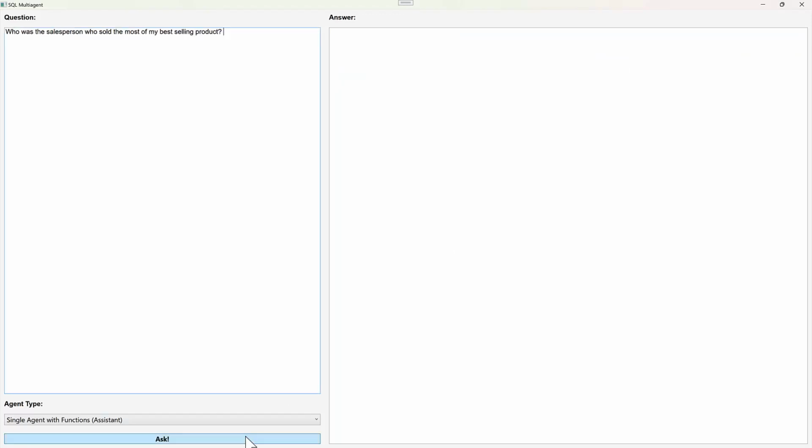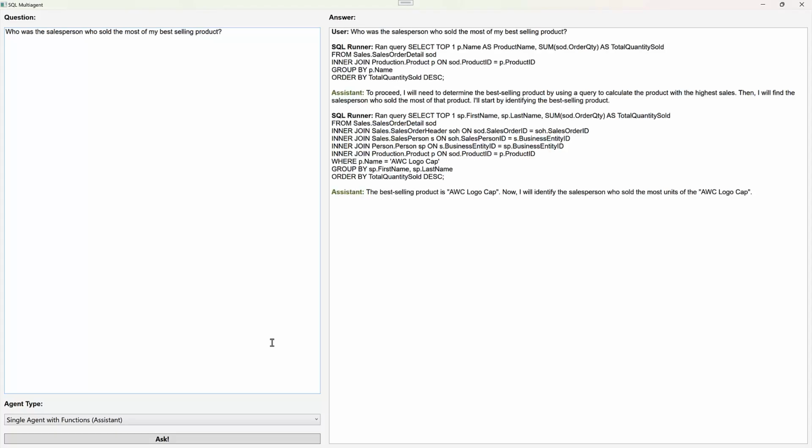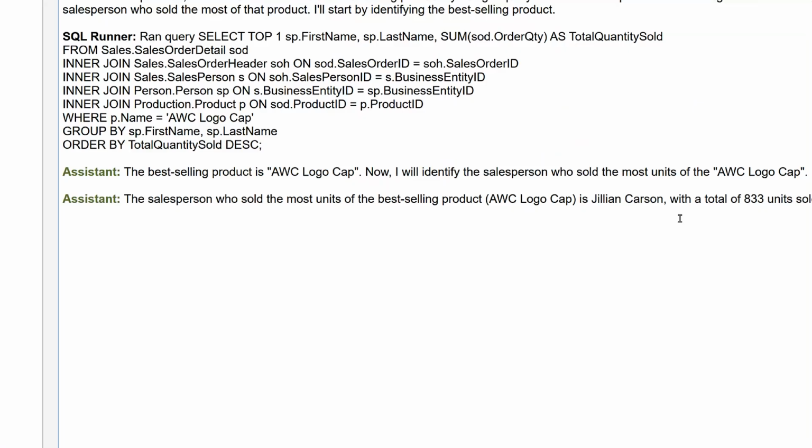Now let's try our more complicated question. The salesperson who sold the most of my best-selling product. Now this is one of the places where an assistant shines. As we can see, it will go back and forth with itself, running queries, sometimes making mistakes. And here we see it's run two queries back to back, where it found what the best-selling product is and who the best salesperson was, Jillian Carson.